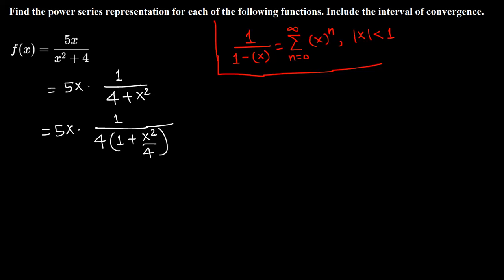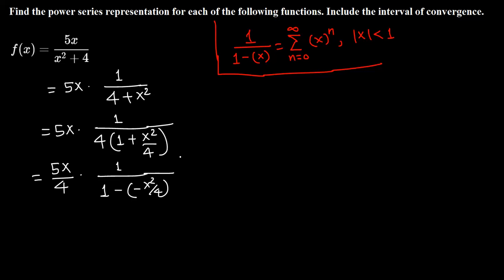If you distribute 4 inside, then you get 4 plus x squared: 4 times 1 is 4, plus 4 times x squared over 4, the 4 and 4 cancel, leaving x squared. Let's pull this 4 also out, so 5x over 4 all the way outside, times 1 over 1 plus x squared over 4. But we need 1 minus x, so we can write 1 minus negative x squared over 4. This minus and negative make positive. So now this is in the form of 1 over 1 minus x, where the negative x squared over 4 plays the role of x.